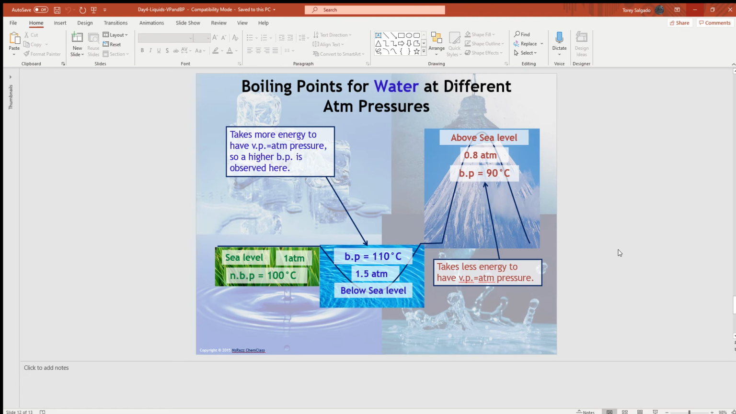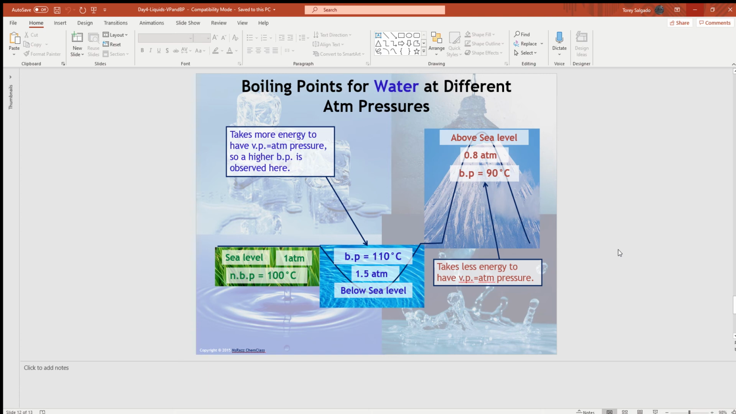So you have this curve in your notes. Let's go ahead and take a look at that. Starting on the left side, we have sea level. Sea level is 1 atmosphere, and that is our normal boiling point at 100 degrees Celsius.